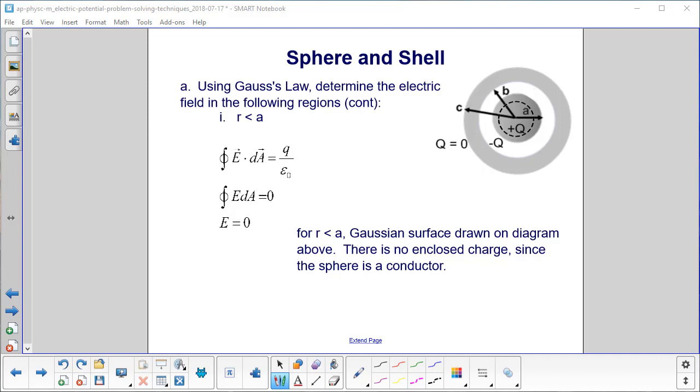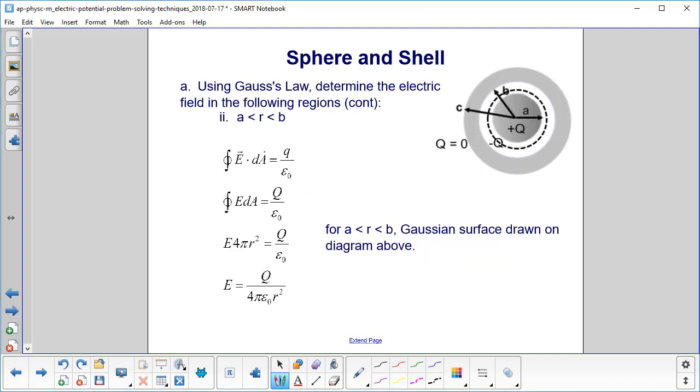Now we can proceed and calculate the electric field at the various places now that we have the charges all figured out. For r less than a, that's inside a conducting sphere, so there is no charge within the sphere. So when we apply Gauss's law, the integral of E dot dA is enclosed charge divided by epsilon 0, and electric field is 0.